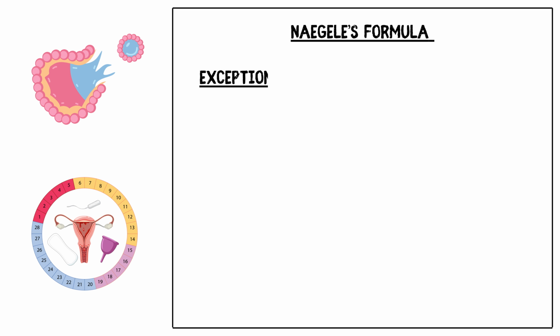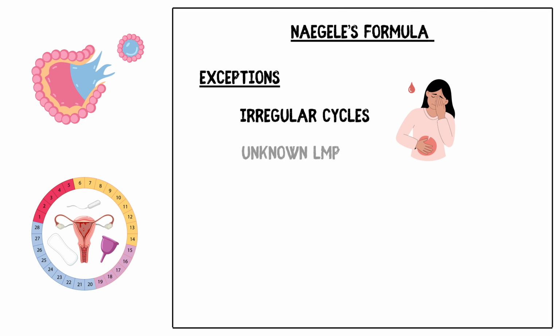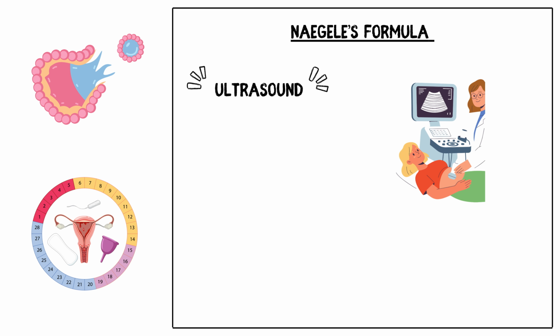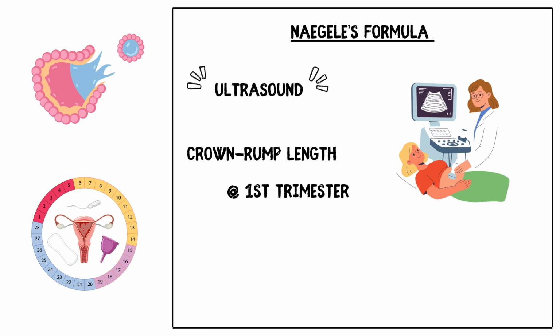Now here's the high-yield exam trap. Naegele's formula is unreliable in several situations. Irregular menstrual cycles, unknown or unreliable LMP, recent use of oral contraceptive pills, lactating women, or when the uterine size does not correspond to the gestational age. In all these cases, do not depend on LMP. Ultrasound becomes the gold standard, and the most accurate parameter is the crown rump length measured in the first trimester. It gives the best estimate of gestational age and helps correct the EDD.